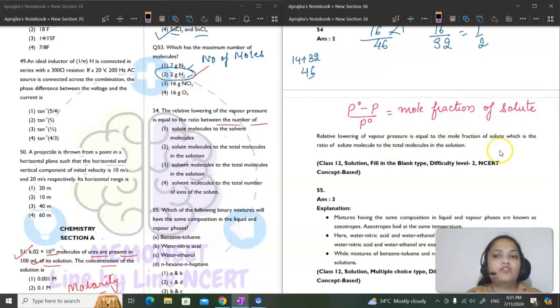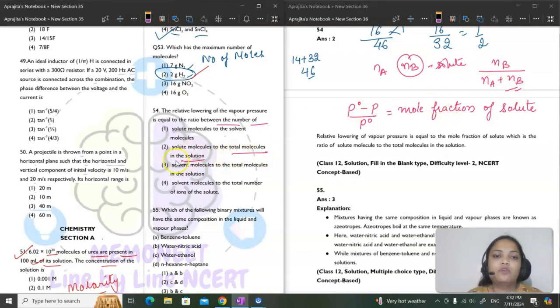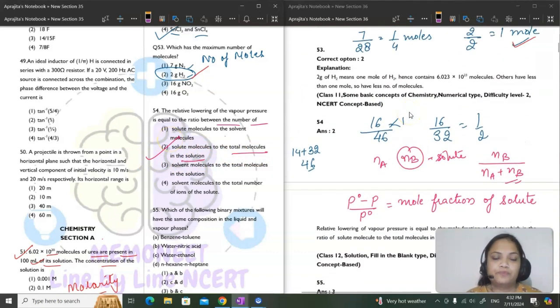Mole fraction of solute, let's say if Na and Nb are there, Nb is the number of moles of solute. So mole fraction of solute means number of moles of solute divided by total number of moles. So you can say solute molecules to the total molecules in the solution. The answer is option 2.